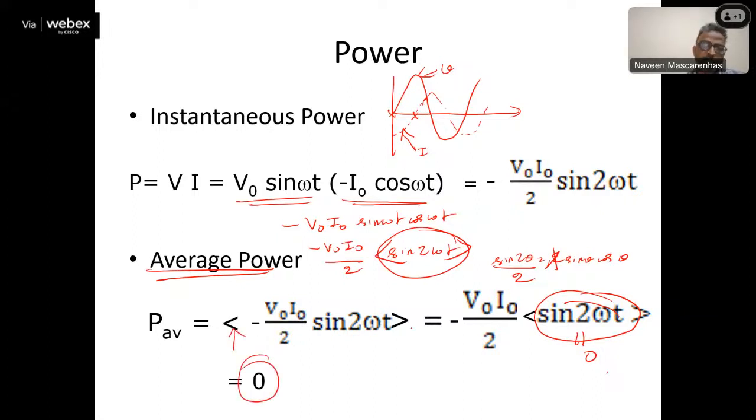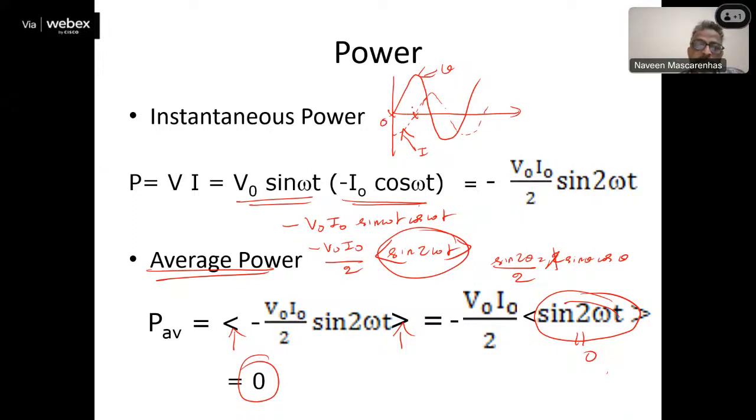Once again, to remind you, the angular brackets correspond to average. So that is the average power consumed over the entire cycle. So if you are asking me a question, sir, is there average power consumed when AC is applied to a coil? The answer is no. So this can again be explained beautifully.